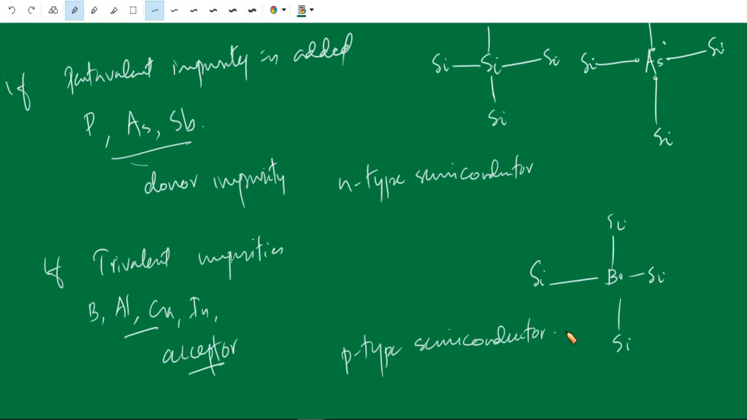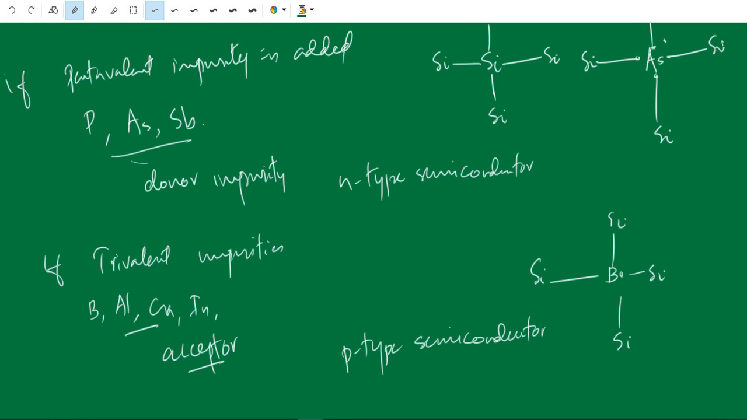So n-type semiconductors and p-type semiconductors are the doped semiconductors, impurity added semiconductors. When pentavalent impurities are added to a semiconductor, then such semiconductors are called n-type semiconductors because these impurities donate one electron to the conduction band. Whereas if trivalent impurities are added to a semiconductor, then such semiconductors are called p-type semiconductors, and these trivalent impurities are called acceptors. Now let us discuss the donor states or donor level.